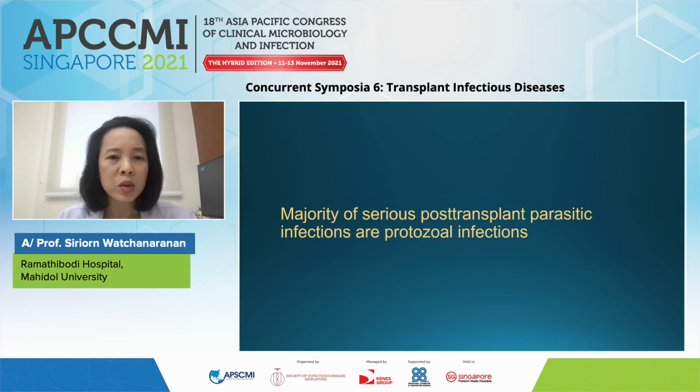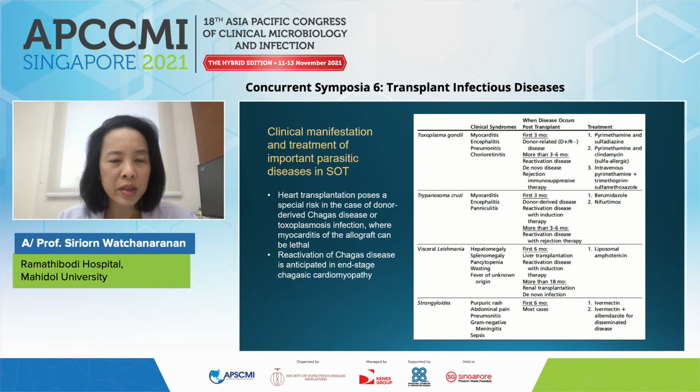Moving on to the next one, which is the protozoa infection. Next slide, please. For protozoa infection, I want to focus my talk on 3 of the organisms. One is the Toxoplasma gondii. Next is the Trypanosoma cruzi or Chagas disease, and Leishmaniasis. The top 3 are the ones that are actually quite important and life-threatening.